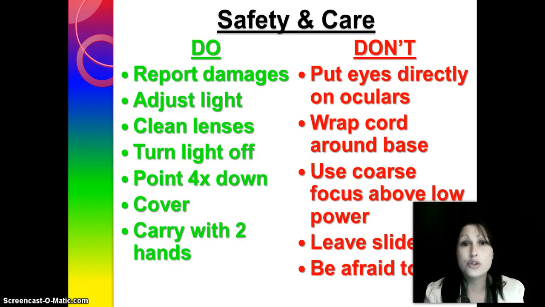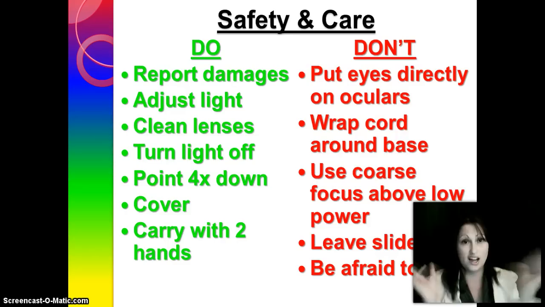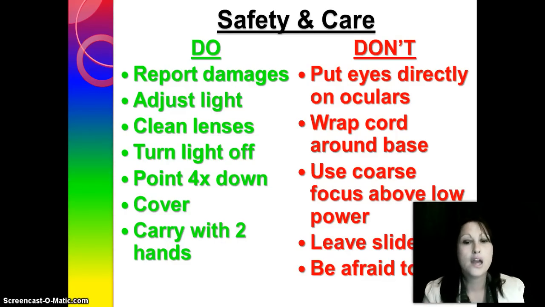Again, don't use that coarse focus above low power, because it moves the stage up a lot. And if you have a slide there, you'll crack the slide and then glass will go everywhere. Make sure you always clean the slides off the microscope. And then don't be afraid to ask questions. If you don't know how something works, that's the whole point of being in lab, is to learn it. So don't be afraid to ask your professor.